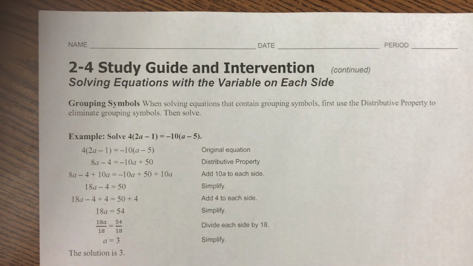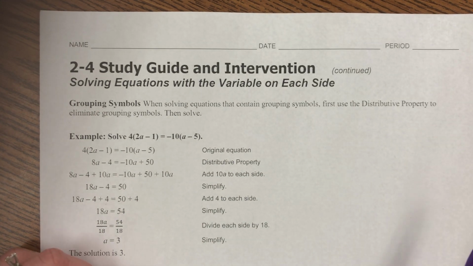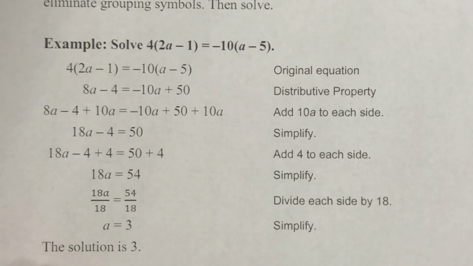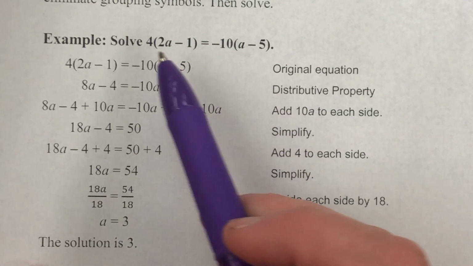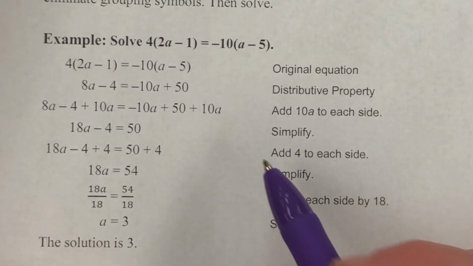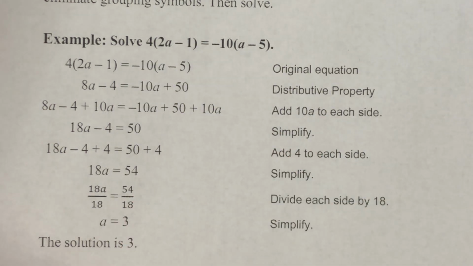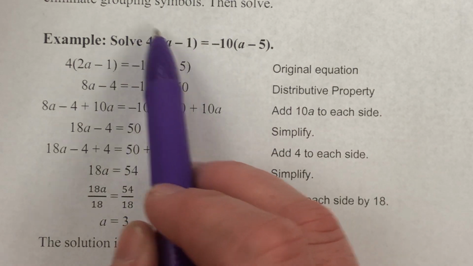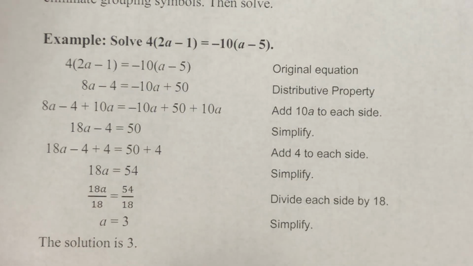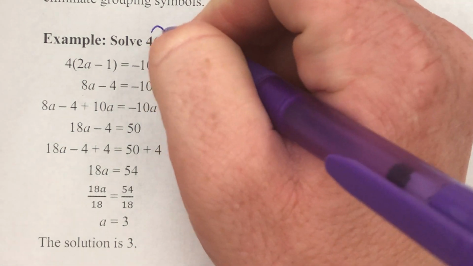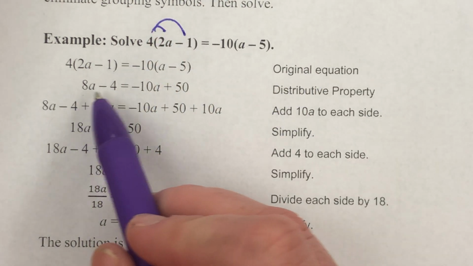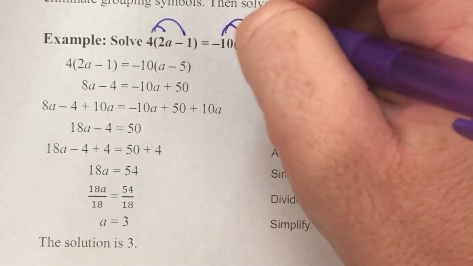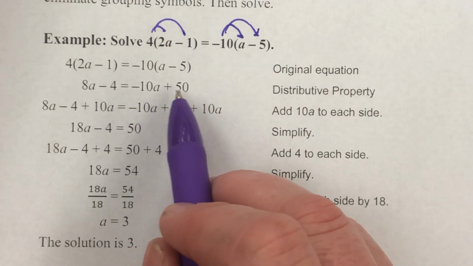So definitely, every single time you're trying to solve a problem with a variable, like, for example, the example here, we want to get rid of the parentheses first. We can't touch anything inside parentheses until we distribute what's outside parentheses. So that's our first goal. So here, they distributed the 4. So they got 8a minus 4 equals, and then they distributed the 10, and they got negative 10a plus 50.